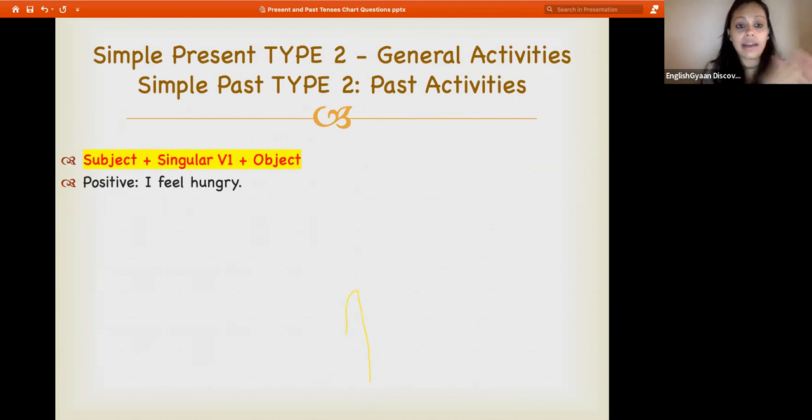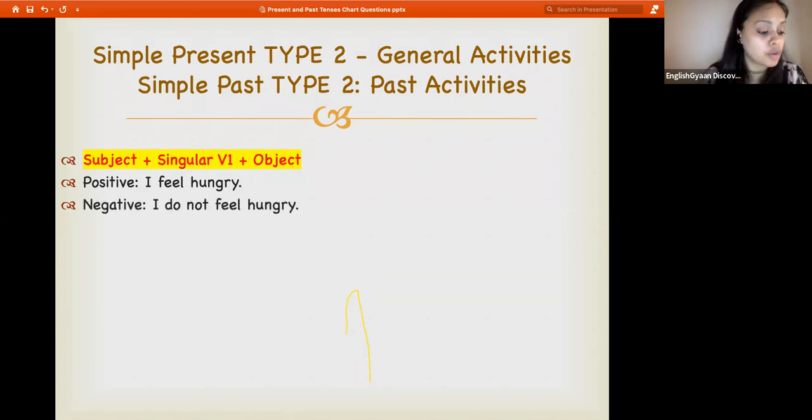जहाँ पे am is are है वहां पे V1 नहीं आएगा, जहाँ पे V1 है वहां am is are नहीं आएगा. This is where people make mistake. I am feel hungry. I am go to market. These are incorrect statements. So I feel hungry. If you want to make it negative, you will use do not.